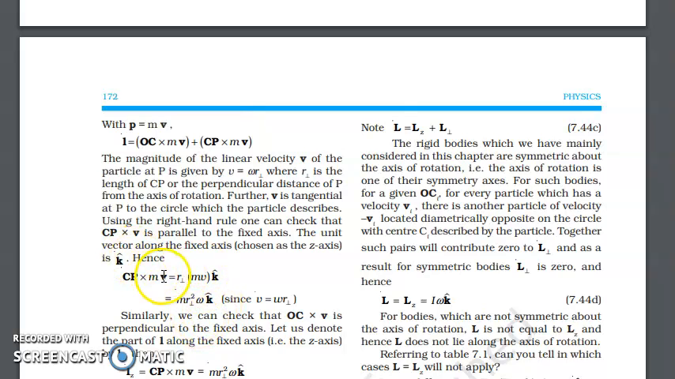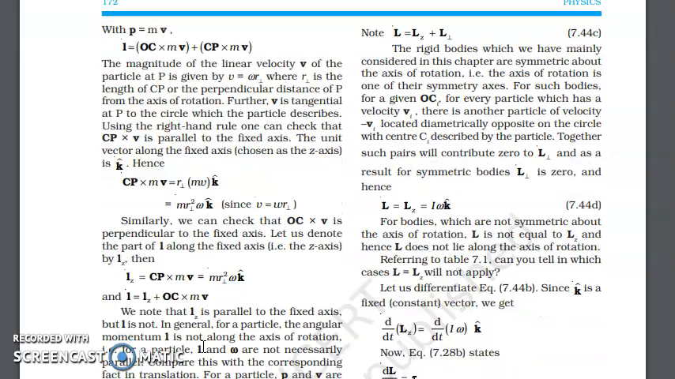Similarly, this is the CP cross mv, the second term. Similarly, you can check the first term. It will become perpendicular to the fixed axis. So we saw here that our Lz is along the same axis, the CP cross mv term is along the fixed axis, parallel to the fixed axis. So the fixed axis we took as z, and the component of angular momentum along that fixed axis will be Lz. So Lz can be written as CP cross mv.